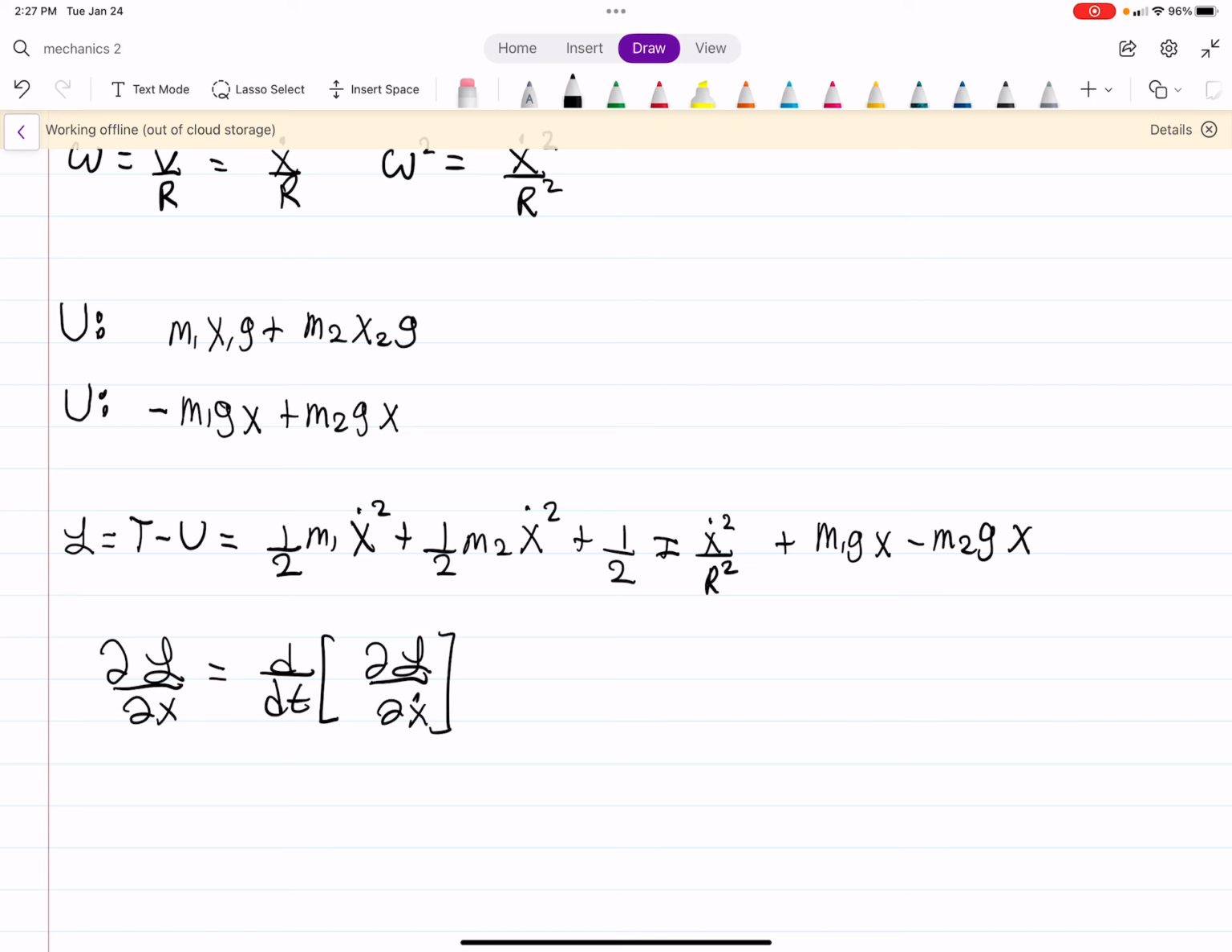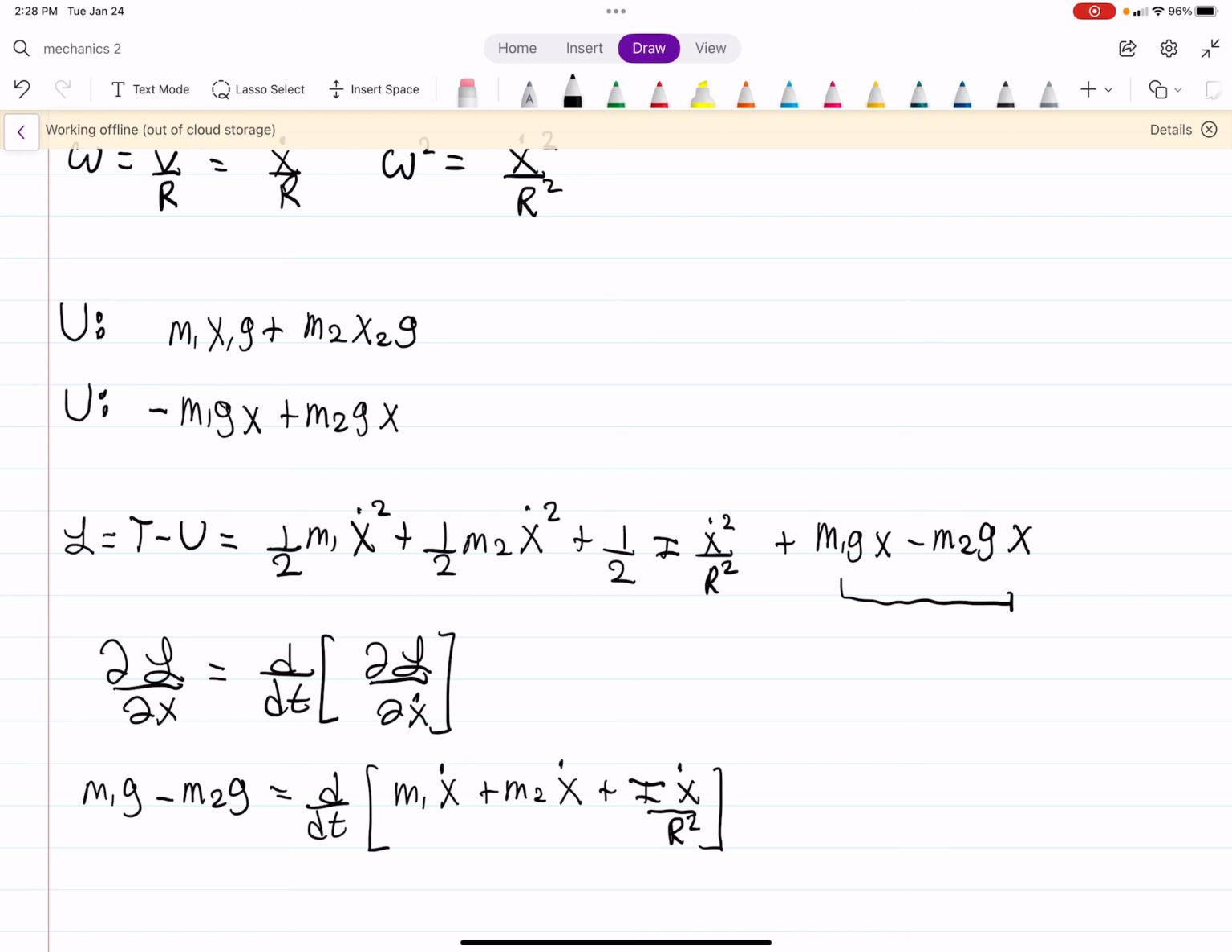So let's start with the first part, derivative of what we just found with respect to x. Well, that's pretty easy. We just have these terms to worry about. So that'll be m1g minus m2g equals the time derivative of x dot. So let's see, pretty easy. Just take the derivative with respect to x dot, nothing crazy here. Oops, should be a single dot. I wasn't taking a time derivative yet.